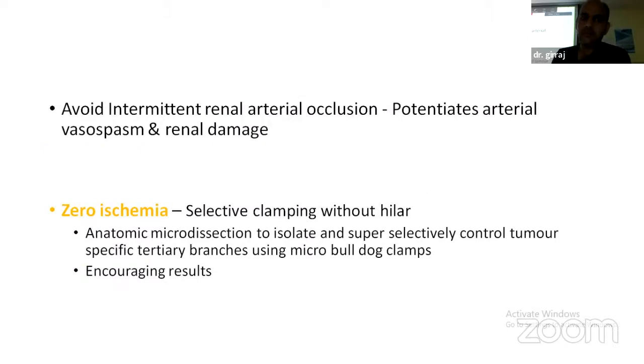Avoid intermittent renal arterial occlusion, because of potential arterial vasospasm and postoperative renal damage. Zero ischemia time: selective clamping. When we clamp the selective artery of the tumor, there is no ischemia of the remaining renal parenchyma, or if the tumor is small, we don't clamp the renal pedicle and excise the tumor without clamping.